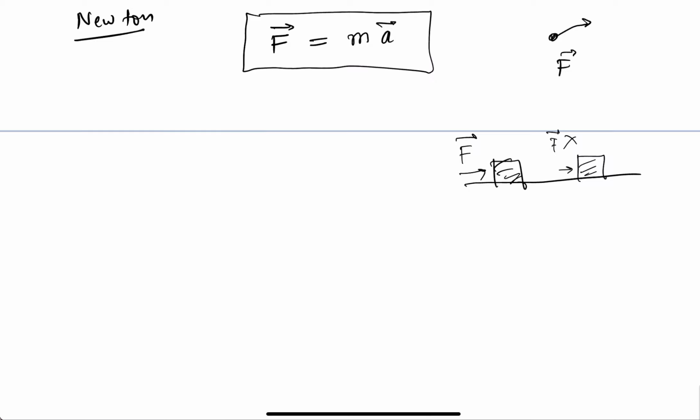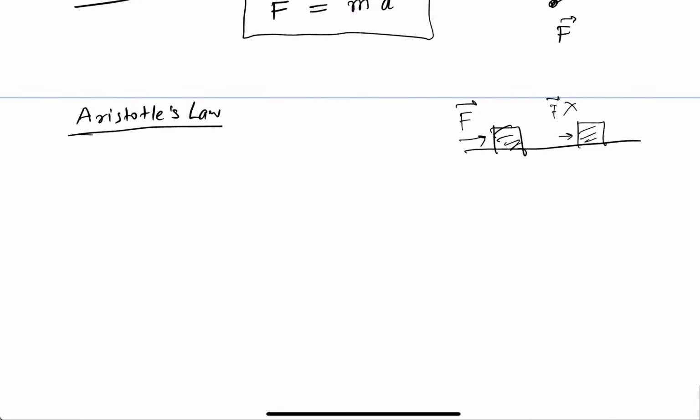So before Newton, there was a law which was Aristotle's law. Aristotle's law essentially said that if you apply a force to an object, it causes a velocity. So force is proportional to velocity rather than force being proportional to acceleration. And this was the law that people thought was correct, and it made sense to them because in their day-to-day world, this is what their experience was.